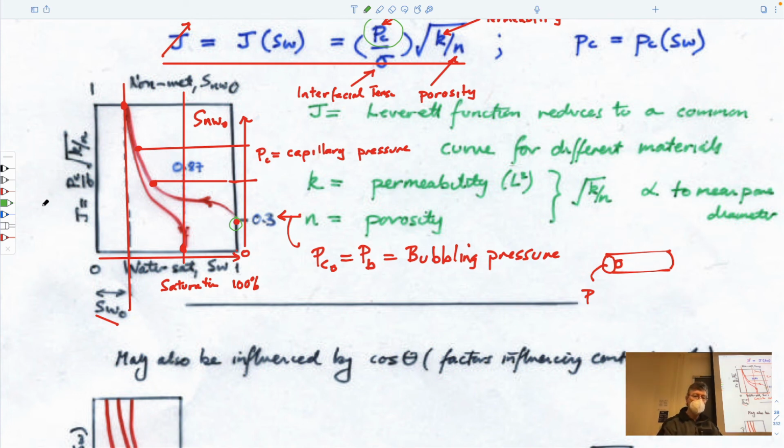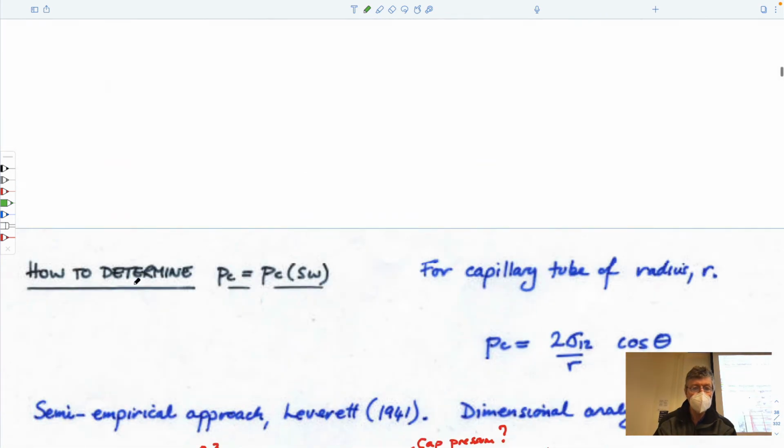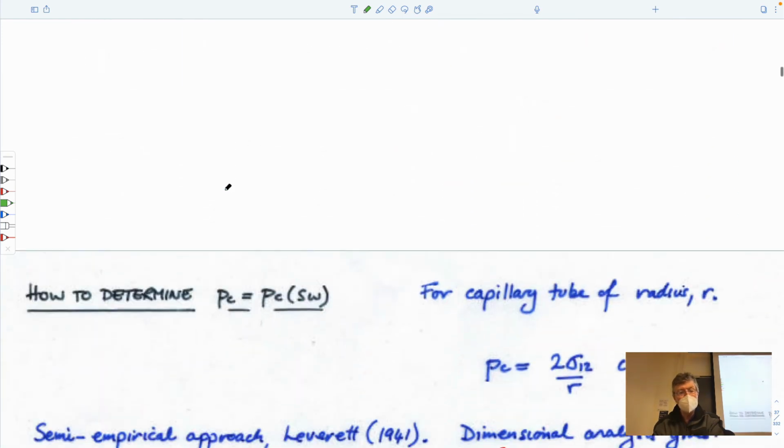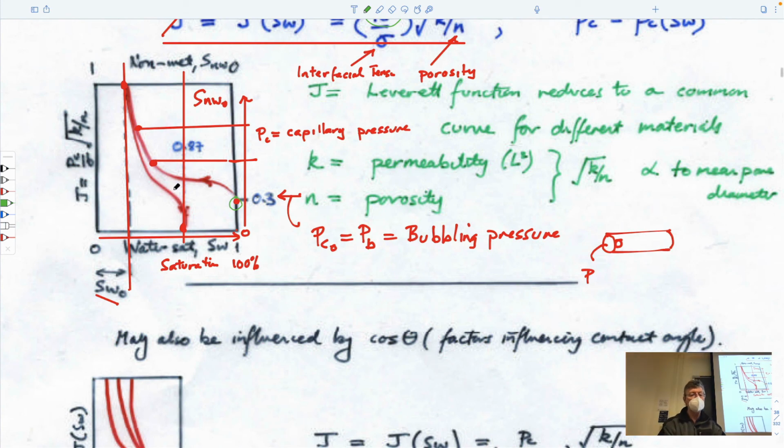The other thing about this, though, is that it's not very convenient because it's a complicated curve. So one other thing that we could do is try to convert it to something that's much easier for us to accommodate, and that would be this Brooks-Corey relationship. The idea is that we can take this same curve, but instead of plotting it in terms of capillary pressure and saturation on a normal scale, we plot saturation against capillary pressure on a log scale.